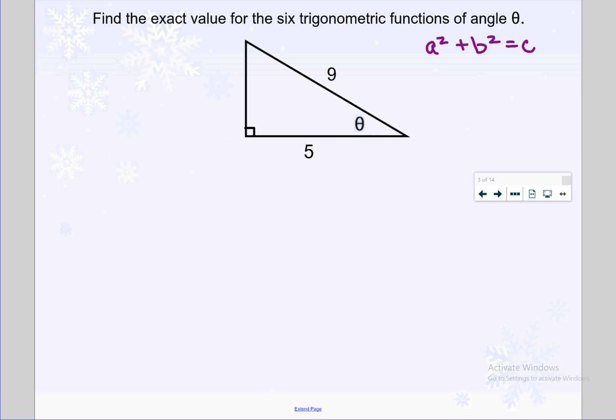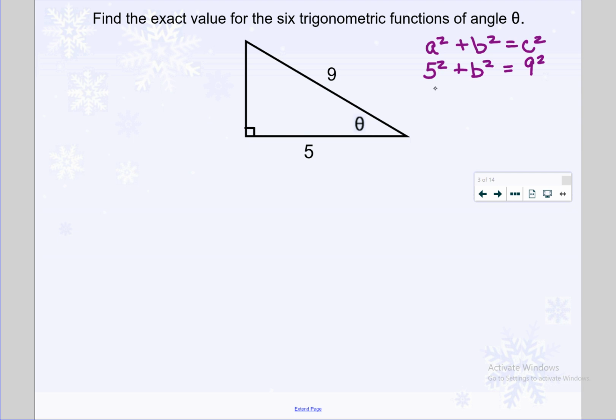Okay, so C is always your hypotenuse. A and B are just the 2 legs. Doesn't matter which one's which. So here, my C is 9. That's my hypotenuse. And then A or B, whatever one you want to fill it in for, is 5. I'll call that A. And I'm going to solve for B.